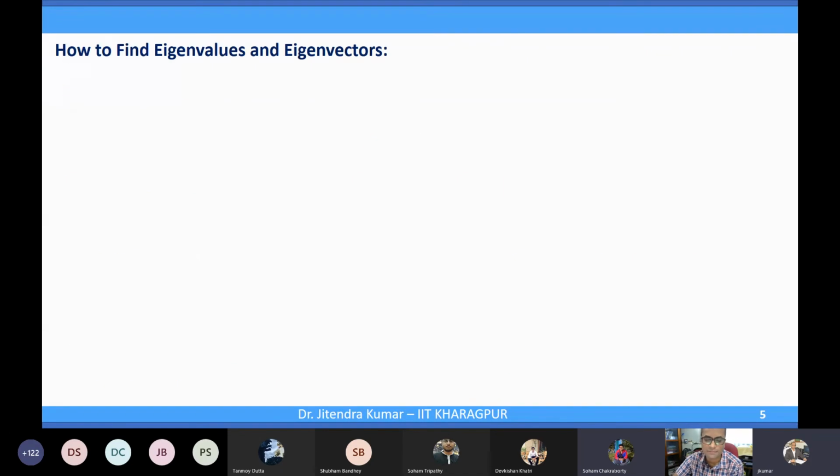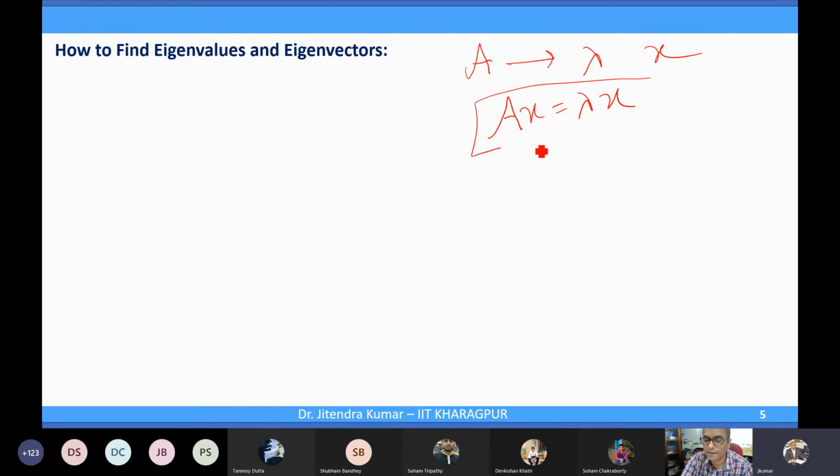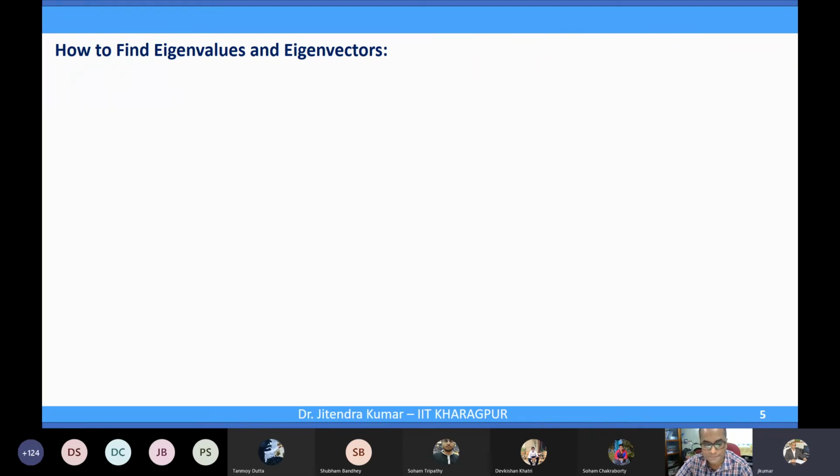So the fundamental question now is how to find eigenvalues and eigenvectors. We have a given matrix A, and we want to get lambda and we want to get x. What relation do they have? Ax is equal to lambda x, right? So we have one relation, and out of this we want to get x and lambda. There are two unknowns corresponding to this A, lambda and x. So how do we get these lambdas and x corresponding to A?